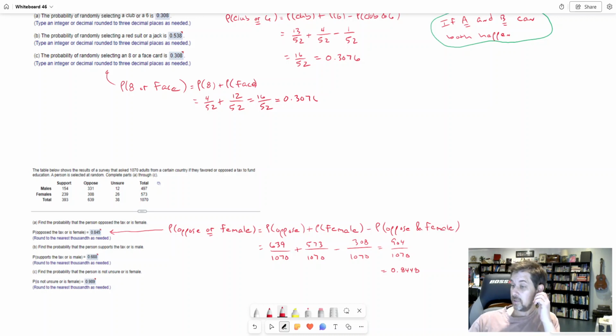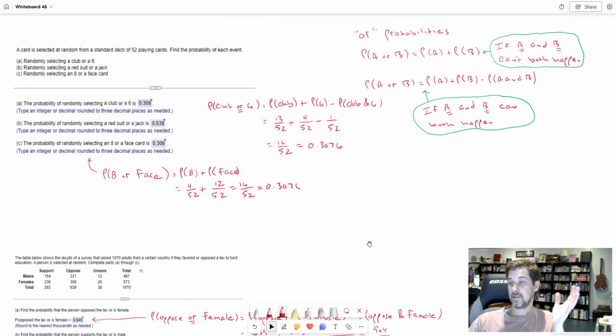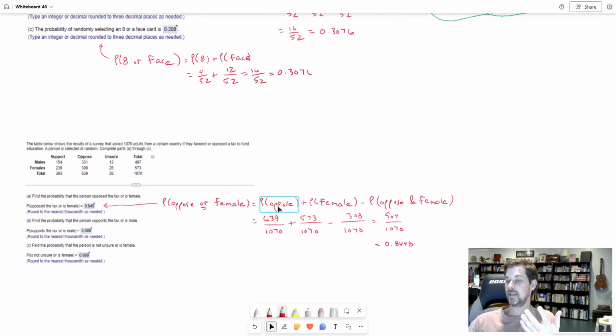So we can approach it the same way. We just have to figure out, can the events in question both happen at the same time or not? Then we have our formula, and from there we calculate these individual probabilities. I'll make quick mention of these other two. Find the probability that the person supports the tax or is male. That'd be like this first one, because these could both happen. There are people that support the tax and are male. So you'd use this formula in the same way, but it'd be the probability of supports or male.